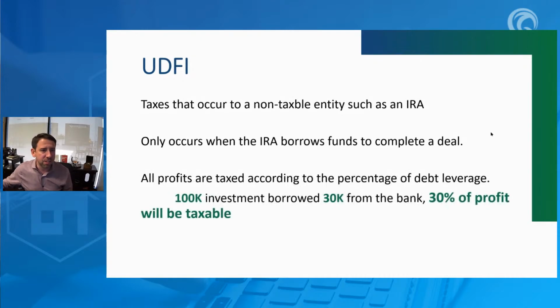So how much of it? All profits are taxed according to the percentage of debt leverage. As an example, on a $100,000 investment, if that's ultimately what I was going to buy, a $100,000 property, and I put $70,000 down and borrowed $30,000 from the bank, I'm at 30% debt leverage. This means 30% of my profit will be taxed. That's the key focus right here. So not all of your profit is taxable, only a small percentage.